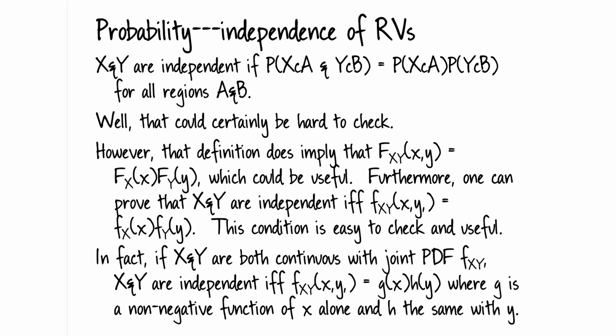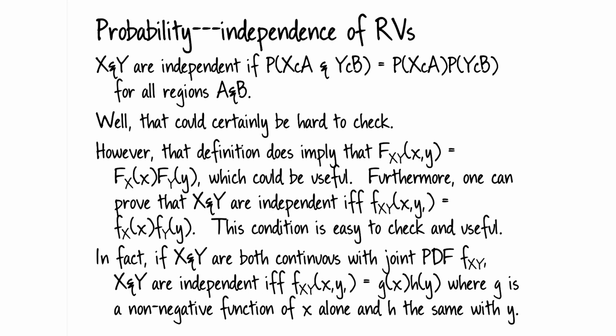Let me first define what independence of random variables is. X and Y are independent if the probability that X is in some region A and that Y is in some region B is equal to the product of the probabilities that each are in those respective regions, for all regions A and B.